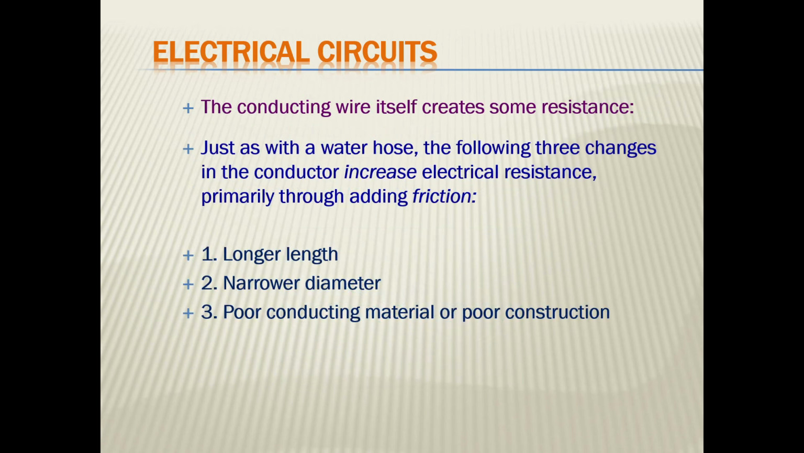The conducting wire is resistive. The longer your wire is and the smaller your wire is, the more resistance you have. So shorter length, bigger diameter gives you better conduction, less resistance. So with a water hose, for example, the flow in the water, the following 3 changes in the conductor increase electrical resistance primarily through adding friction.